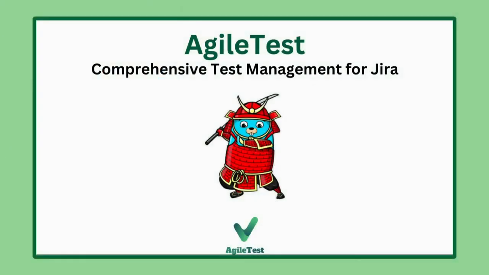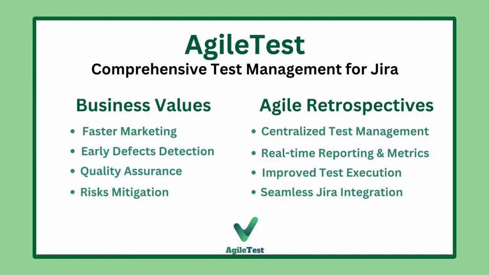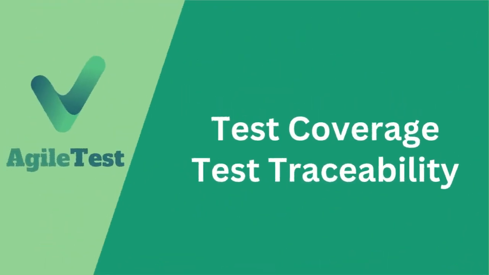That is the end of the AgileTest demonstration video. To sum up, AgileTest is a comprehensive test management tool for Jira. It has business values such as faster marketing, early defects detection, continuous quality assurance, and mitigation of risk. And when talking about agile retrospectives, it has centralized test management, real-time reporting and metrics, improved test execution, and seamless Jira integration. We also want to announce the upcoming features, test coverage and test traceability.